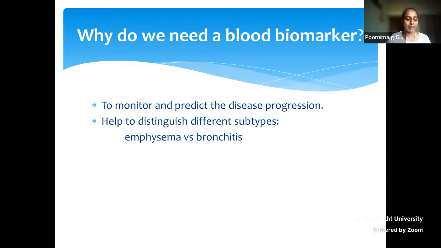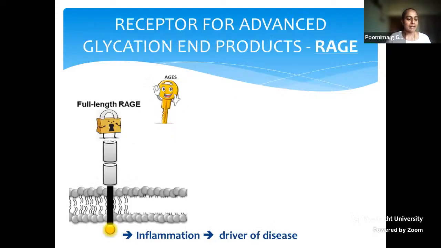Among the various blood biomarkers that have been studied in COPD, RAGE, or the receptor for advanced glycation end products, comes out as one of the promising biomarkers. RAGE is named after the first ligand shown to bind the receptor, which are called advanced glycation end products. RAGE is a receptor that is present in large amounts in the membranes of the cells in the alveoli.